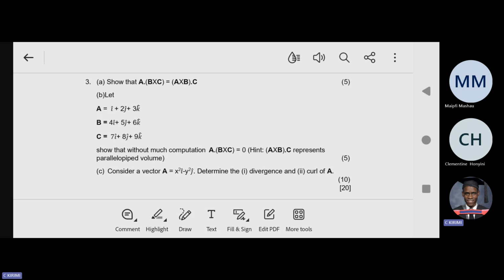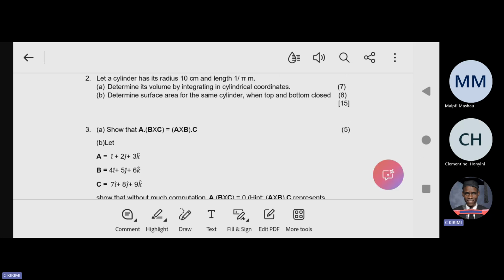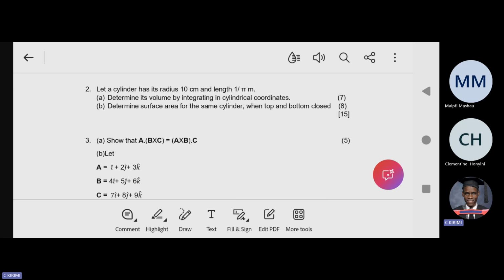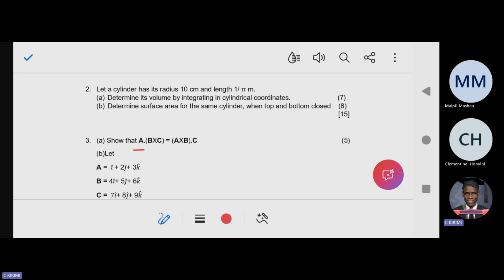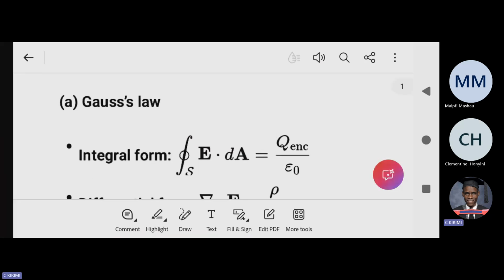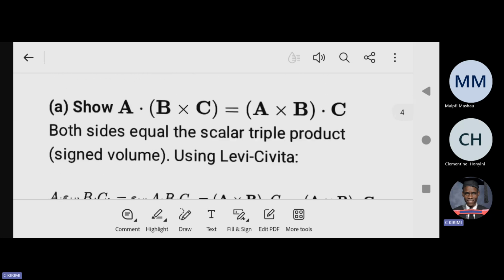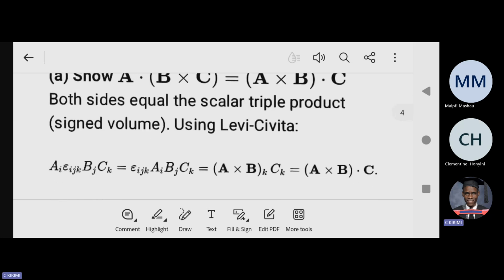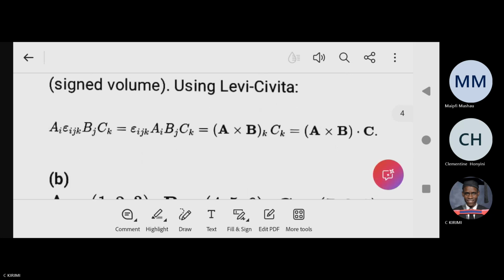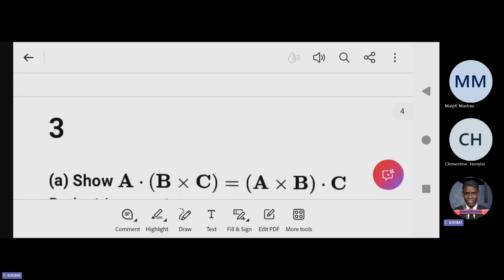So this one's 15 marks for mathematical. Show that A dot B cross C is equal to A cross B dot C for number 3. 5 marks. You must be in a position to do that one. This one is just pure mathematics. There's nothing like physics in this one. So it's a matter of dealing with the components. We'll solve this one as well.